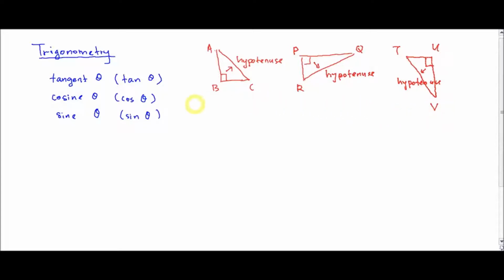Okay, so let's go back to tangent, cosine, and sine. I think you still remember this: TOA, CAH, and SOH, right? What is meant by TOA? TOA means that tangent theta is equal to the opposite side divided by the adjacent side.